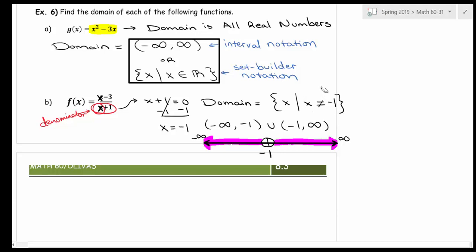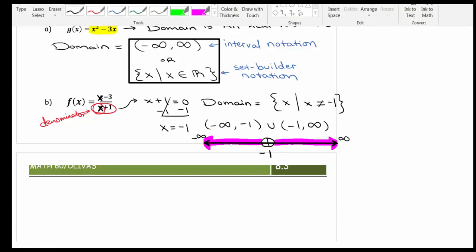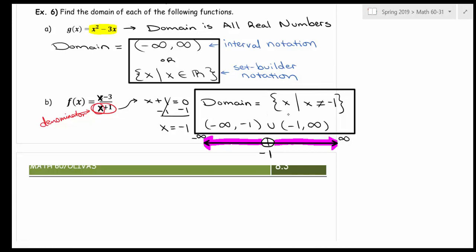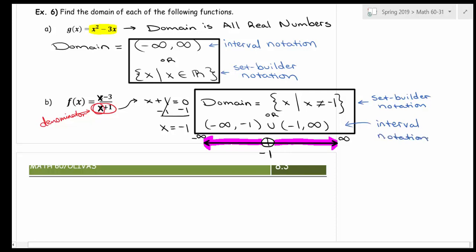Okay. So don't forget to box in your final answers. And I'll say or, either or. This represents the set builder notation, and this one represents the interval notation.